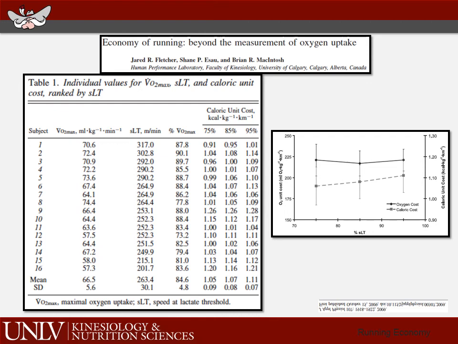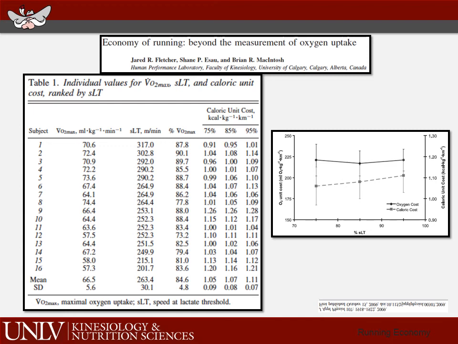So this is not running at the same speed. They're running at a relative intensity as it relates to their speed at lactate threshold and VO2 max. So this is how we can compare apples and oranges with speed, as we use a relative intensity and say one person is more economical at 85% of their speed at lactate threshold than the other is.